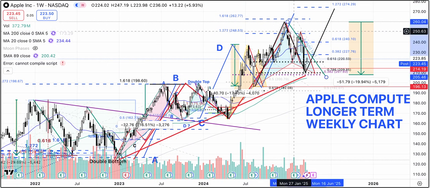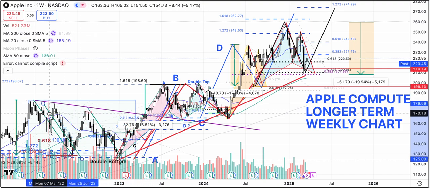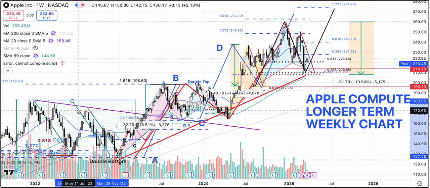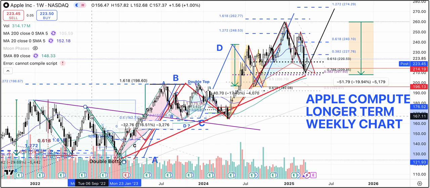We'll have to go back all the way to 2022, when the Nasdaq 100 was in a bear market back then, and the Apple stock just went nowhere. It was extremely range bound, and these are the kind of moves that we have seen.